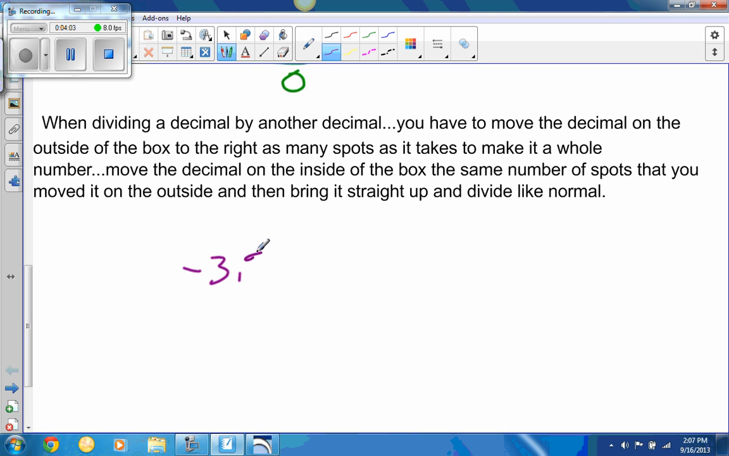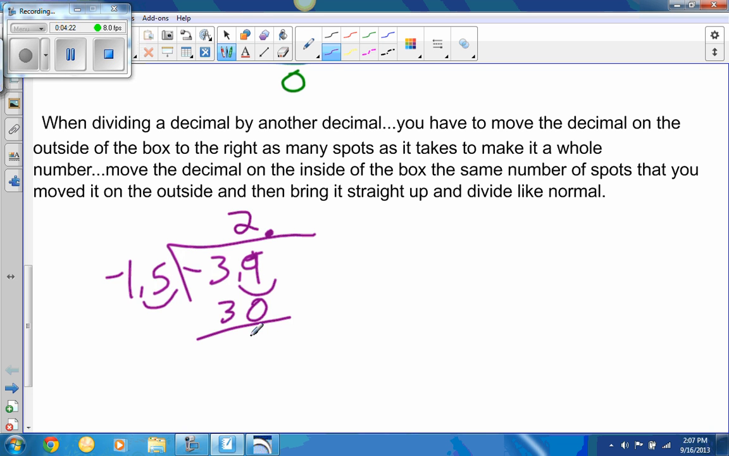So if I have negative 3.9 and I'm going to divide it by negative 1.5, I need to get rid of the decimal out here, move it 1 spot, which means I have to move it 1 spot here, and then put my decimal straight up, and then I'm just going to divide like normal. 15 goes into 39 twice. That would be 30, leaves a 9. Need to bring down a 0. 15 goes into 90 6 times, and that is 90. And because it's a negative divided by a negative, it makes it a positive 2.6 for my answer.